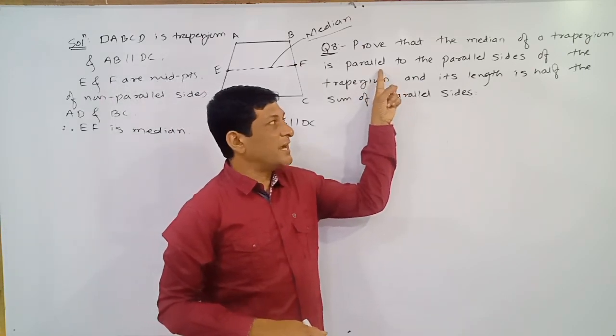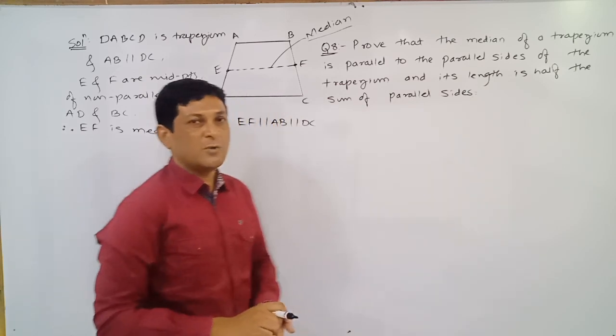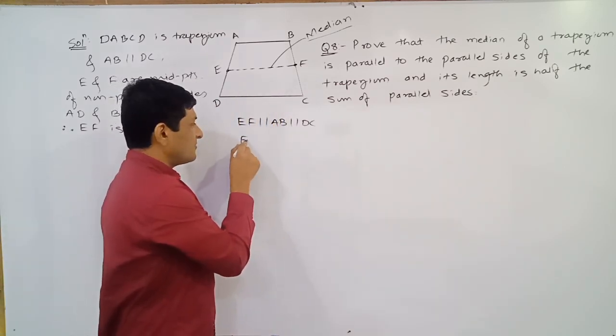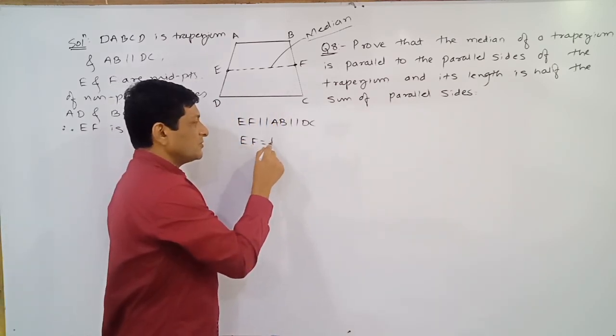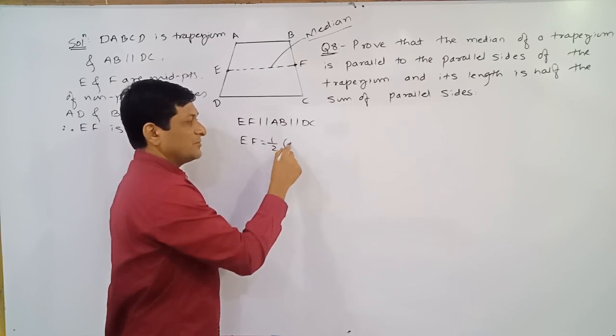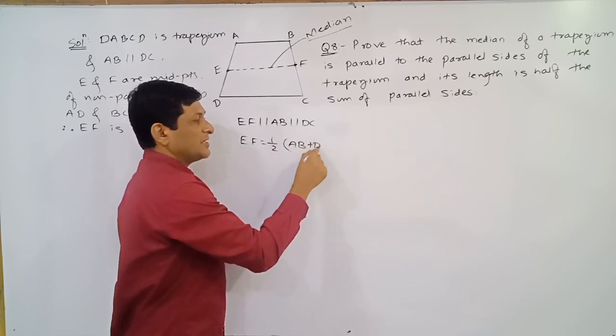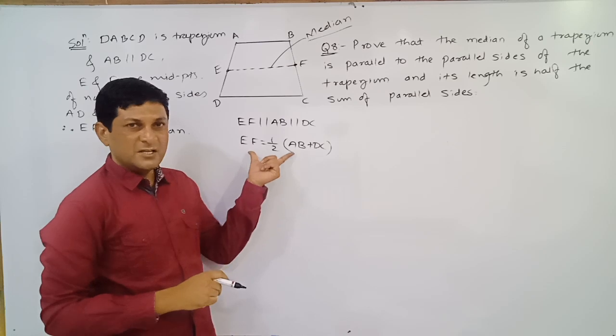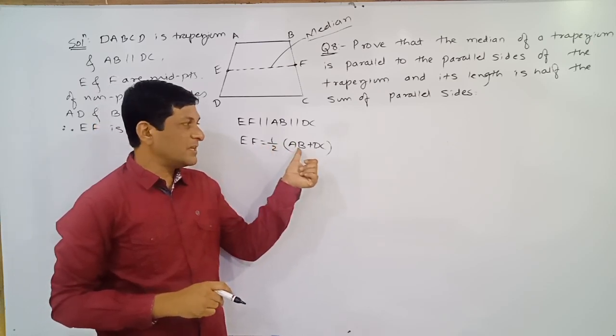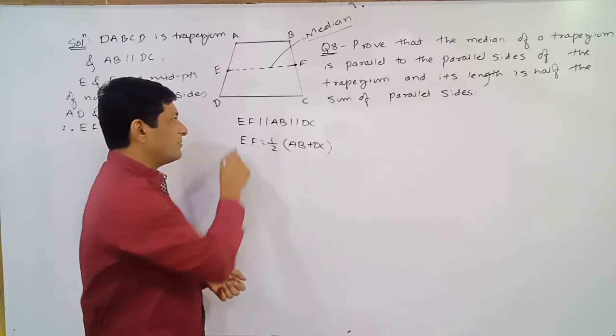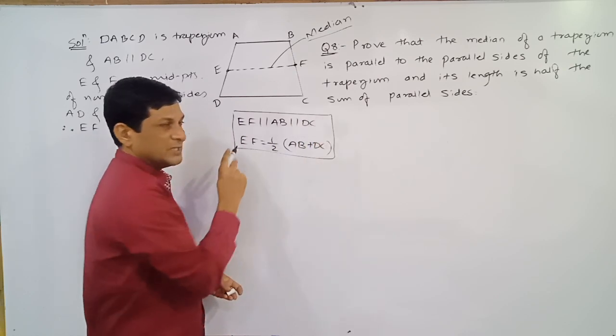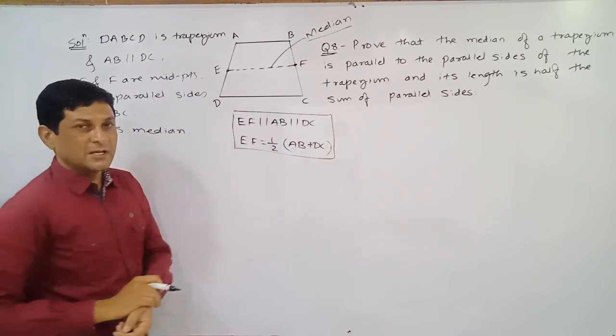And we have to prove that its length is half of the sum of parallel sides. Means EF is equal to half the sum of parallel sides. Which are the parallel sides? AB and DC. So we have to prove that EF will be equal to half of AB plus DC. These are our required results which we have to prove here. Hope the required result is clear to you.